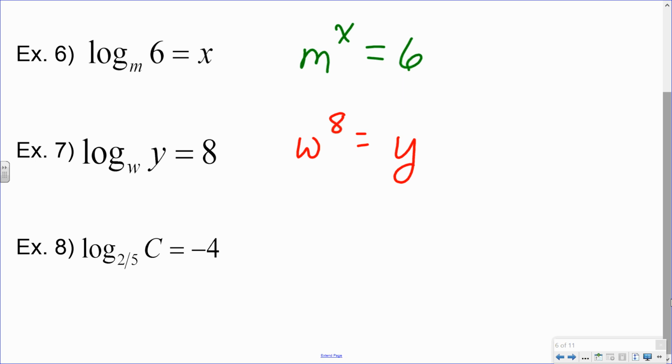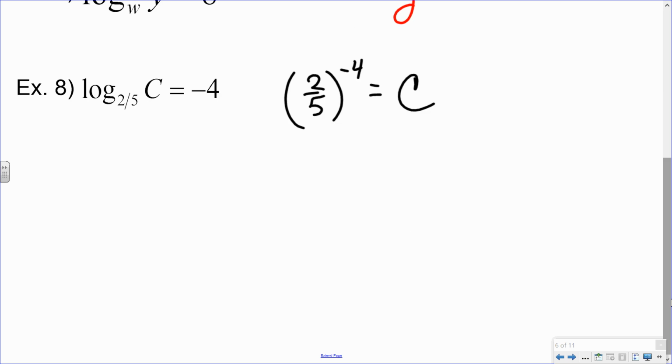Ryan, take this one. So the log is -4. -4 is the exponent. That one only has one variable. So we could solve this one. And the easiest thing when you've got a fraction to a negative power, the negative sign turns the fraction upside down. So 5/2 to the 4th is equal to c.